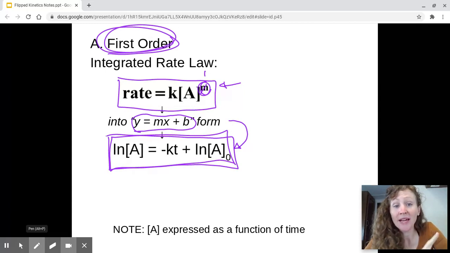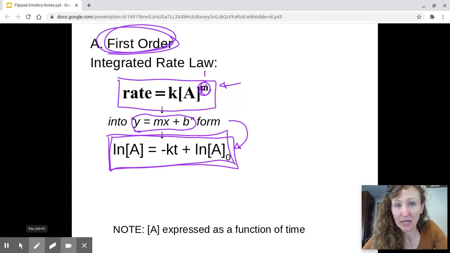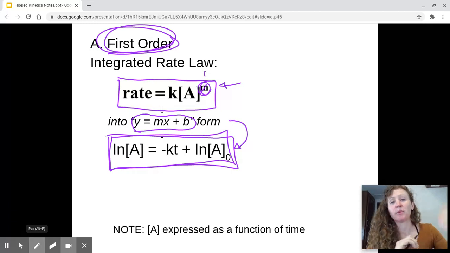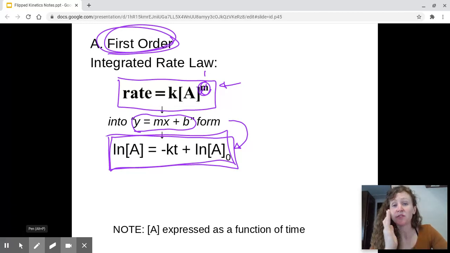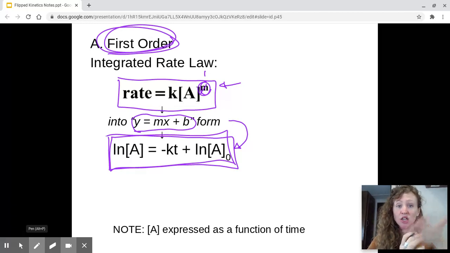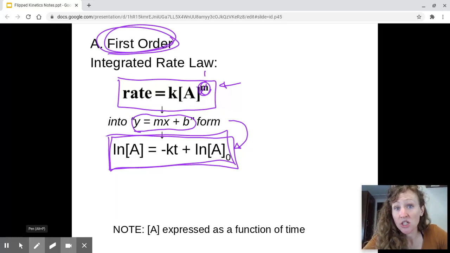Notice that rate is gone, right? This is no longer a relationship between rate and concentration. That's the relationship that's communicated through the differentiated rate law. The differentiated rate law shows the relationship between rate and concentration. The integrated rate law does not. What does the integrated rate law show a relationship between?